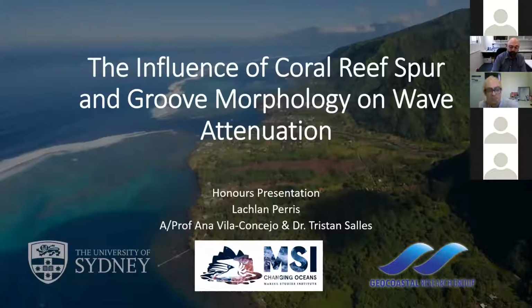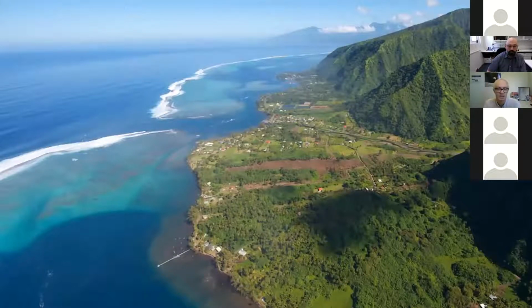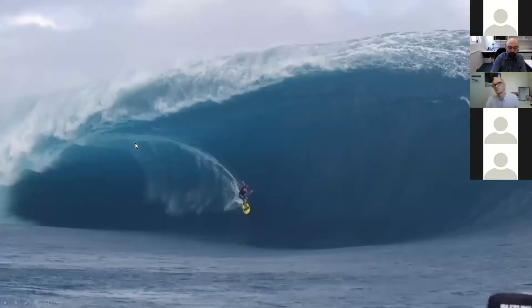So I was researching the influence of coral reef spur and groove morphology on wave attenuation. And I like to begin the presentation with this nice example. This is the town of Chopu in Tahiti. There's a small township here. You can see a barrier reef around it and the white water indicating quite large waves that break on the barrier reef. This is the size of the waves that break on that reef. It's quite a famous surfing break, and you can see there's a large amount of wave energy here, which is dissipated on that reef and by the lagoon before it reaches the town of Chopu.